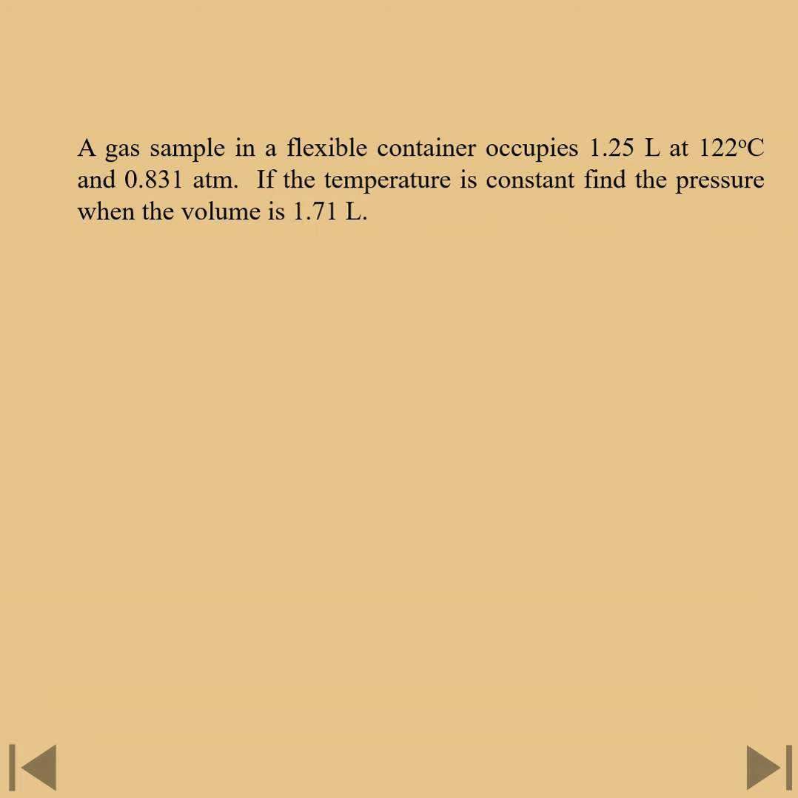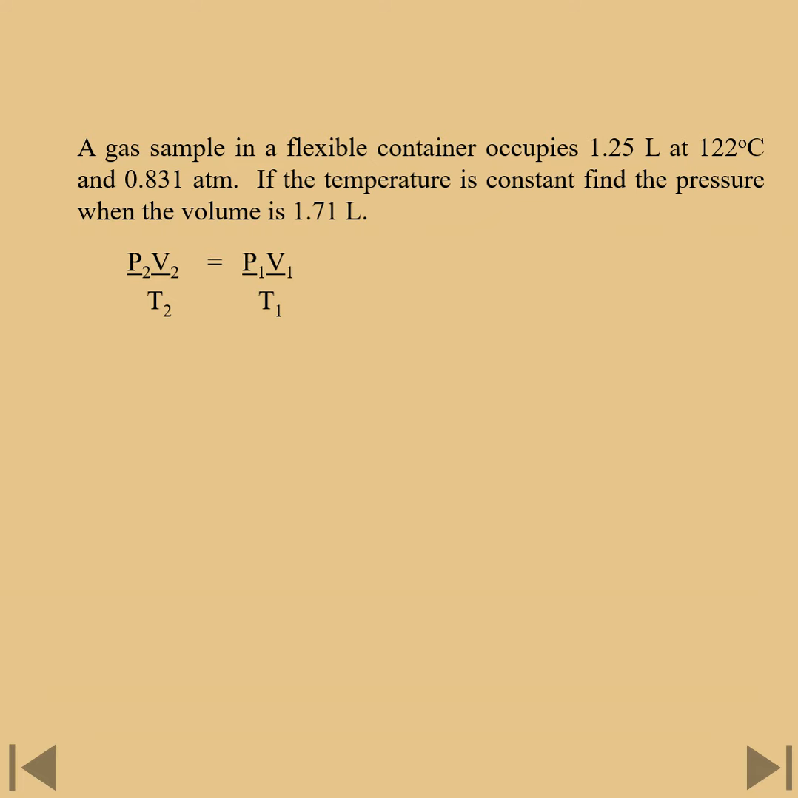Okay, a gas sample in a flexible container occupies 1.25 liters at 122 degrees C and 0.831 atmospheres. If the temperature is held constant, find the pressure when the volume is 1.71 liters. Okay, we have a changing gas law problem, and we only need one equation, the combined gas law equation. P2 times V2 over T2 equals P1 times V1 over T1.